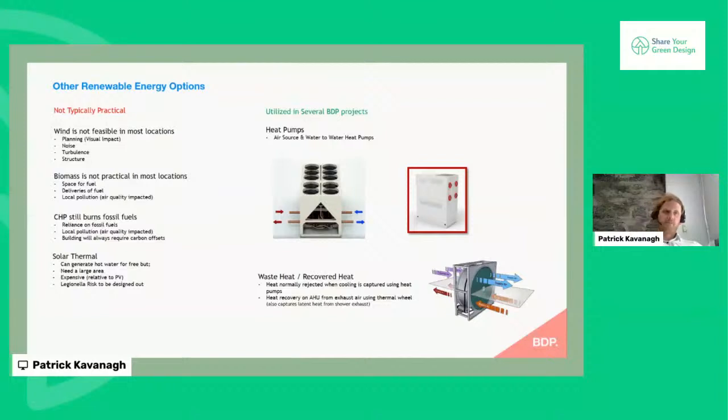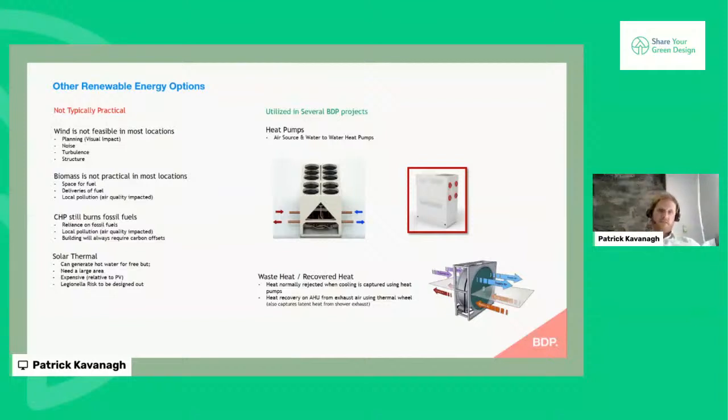Combined heat and power is an option that some hotels and some projects are looking at. Personally, in BDP, we tend to steer away from it. It still burns fossil fuels, so there's a reliance there. It creates local pollution, which impacts the air quality, and the building will always require carbon offsets. So even when the grid is decarbonised, you'll still need carbon offsets because you're burning fossil fuels.